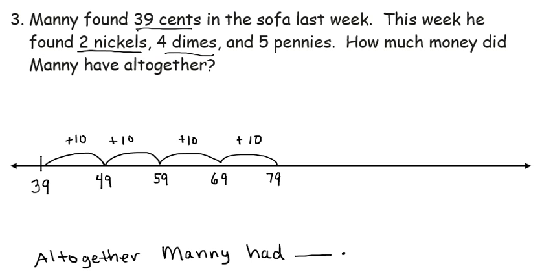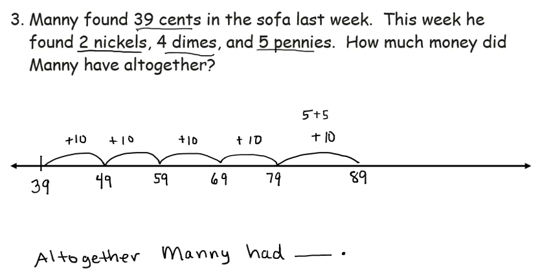I can do that in 2 hops of 5, or because I know 2 nickels is the same as 10 cents, I'm just going to show another hop of 10. And I'll remind myself that that's my 5 and my 5. 79 plus 10 more is 89.